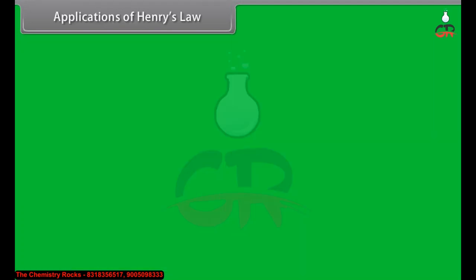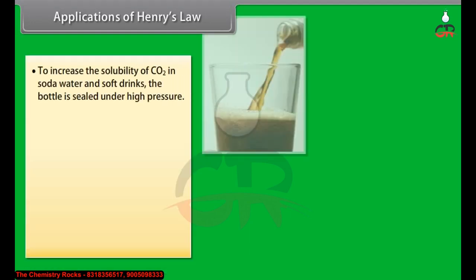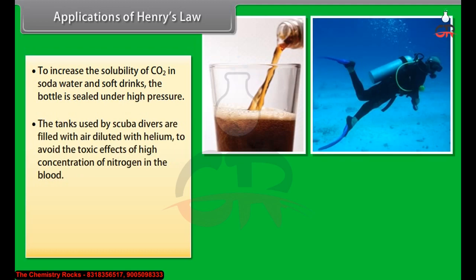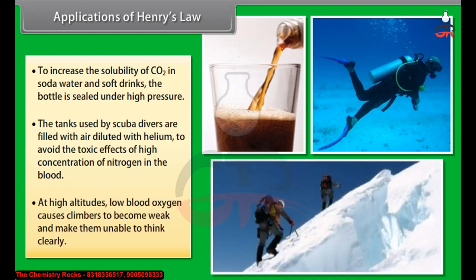Applications of Henry's law. To increase the solubility of CO2 in soda water and soft drinks, the bottle is sealed under high pressure. The tanks used by scuba divers are filled with air diluted with helium to avoid the toxic effects of high concentration of nitrogen in the blood. At high altitudes, low blood oxygen causes climbers to become weak and unable to think clearly.